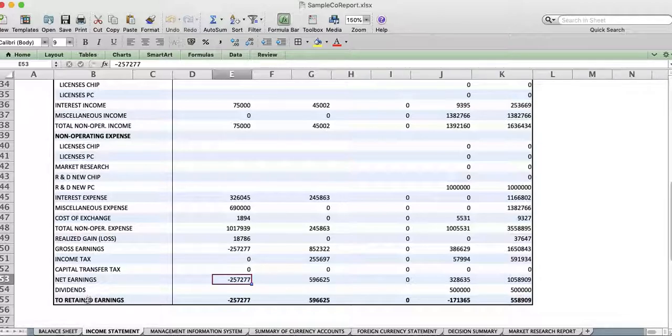And the last line is the retained earnings that will remain in the company's account, that will be retained, which are then shifted to the balance sheet.